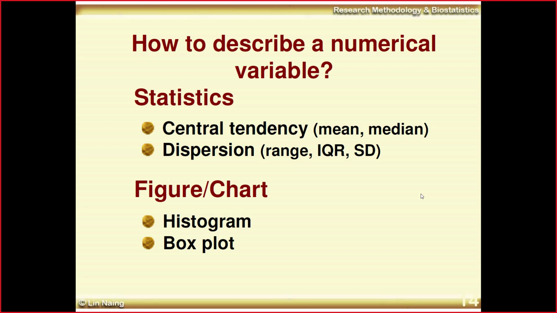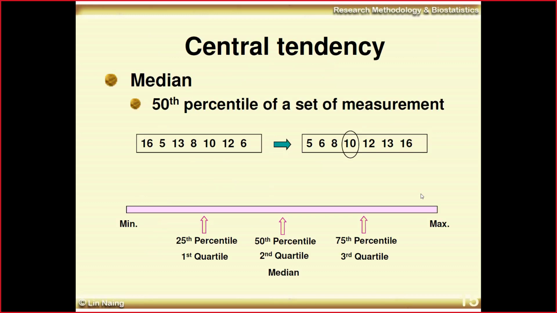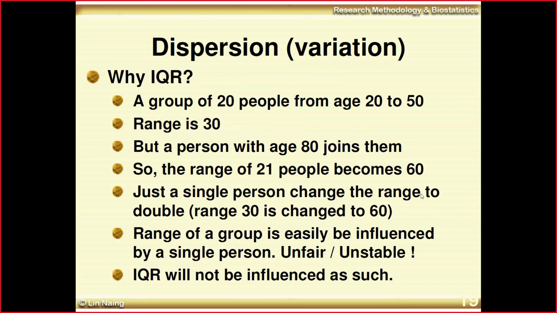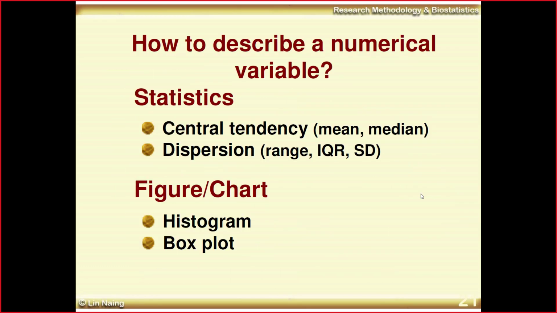So let's start with the analysis. We're going to cover measures of central tendency: mean, mode, median. Then we are going to cover dispersion: standard deviation and IQR. We're going to cover histogram and box plot. So we're going to skip this one, this one, this one, this one, this one.